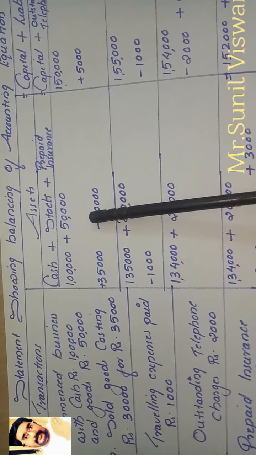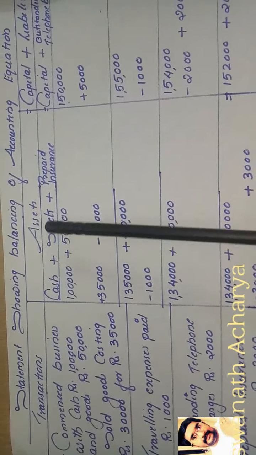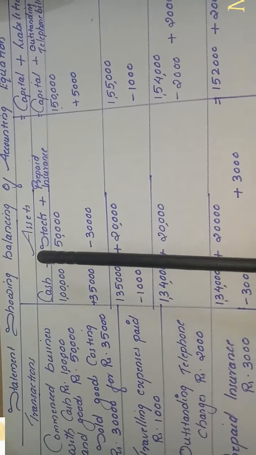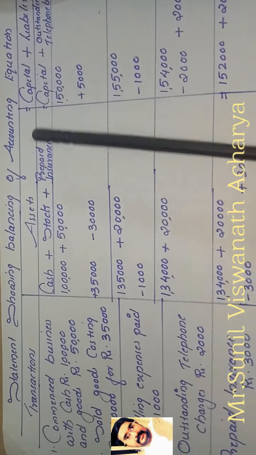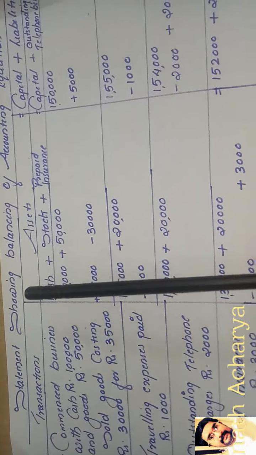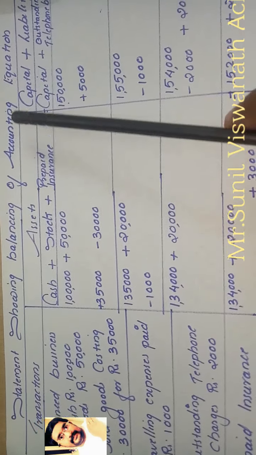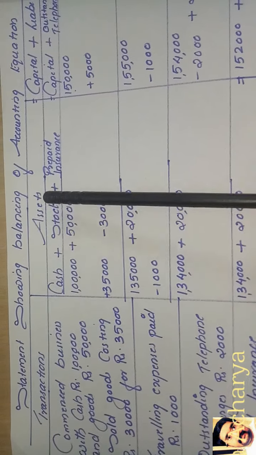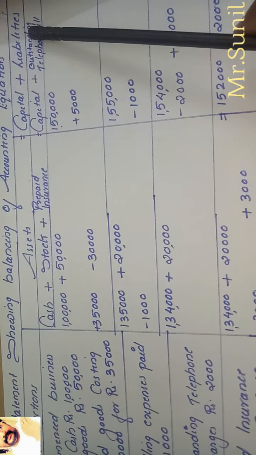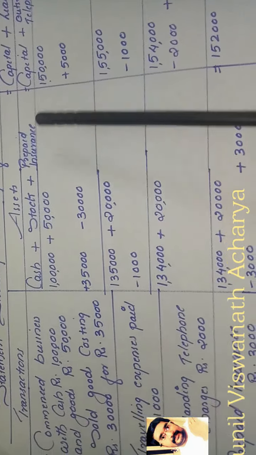Dear students, today we will discuss one more problem related to the accounting equation. So how every transaction will affect the accounting equation. As I said, when you're writing the heading, we can write: statement showing balancing of accounting equation. First column transaction, second assets equal to capital plus liabilities. Same way as we discussed before.